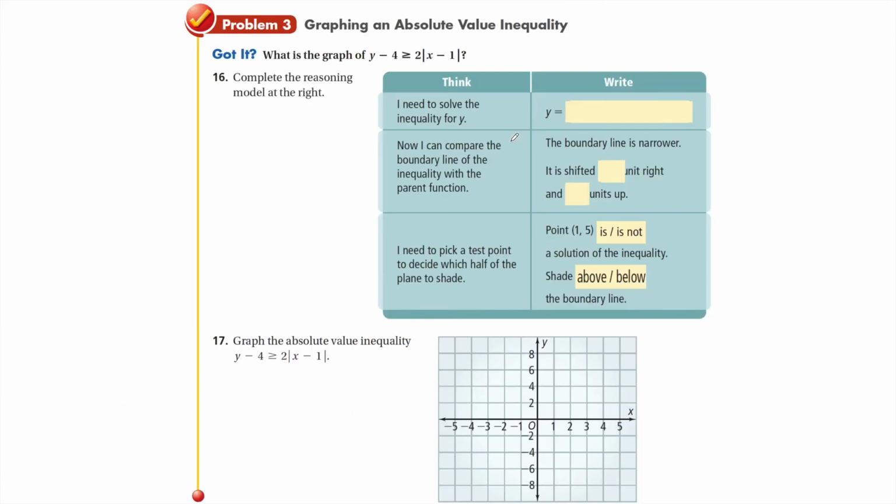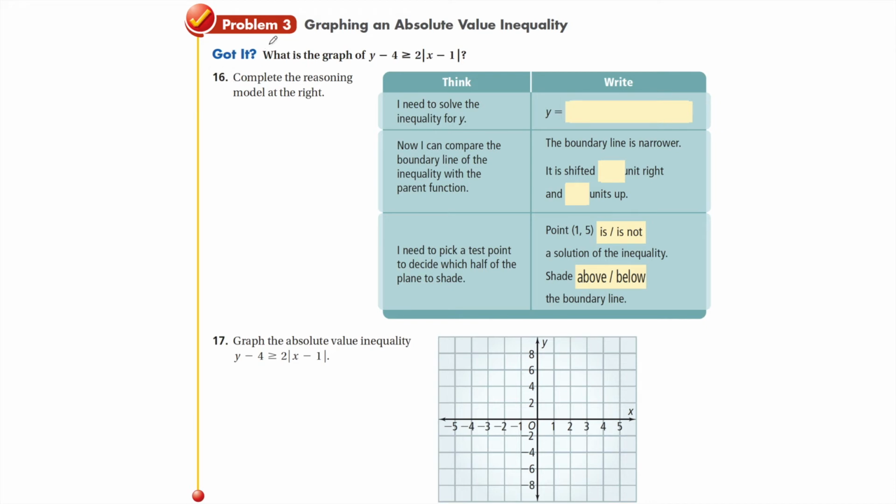Problem number 3, graphing an absolute value inequality. Well, in order to do this, you still just have to graph a normal inequality sign. The difference is you have to figure out which way to shade, because shading is really the biggest difference between an inequality versus a standard equation. All right, and obviously you have to pay attention to the dashed or solid. In this case, it's going to be a solid, but we'll talk about that one a little bit later down the road.